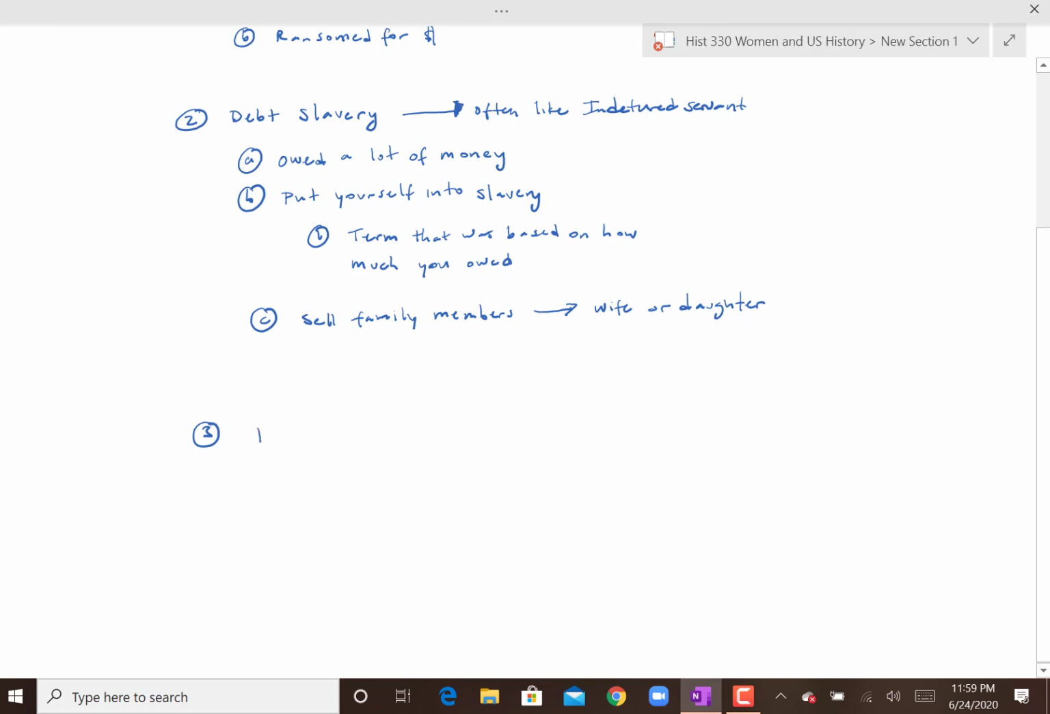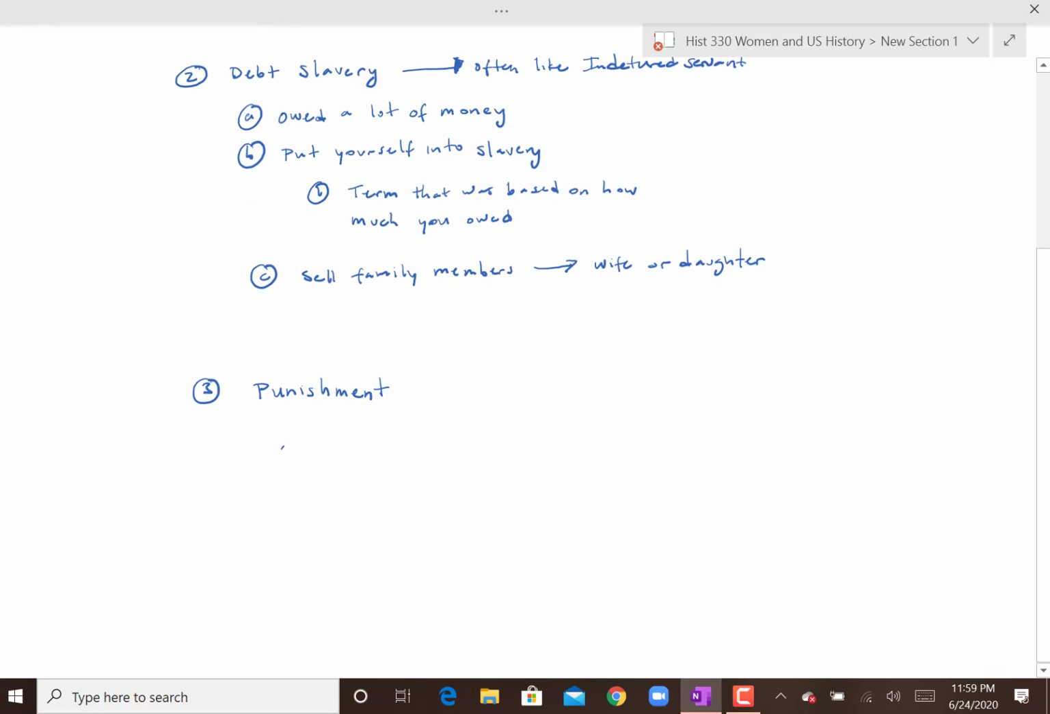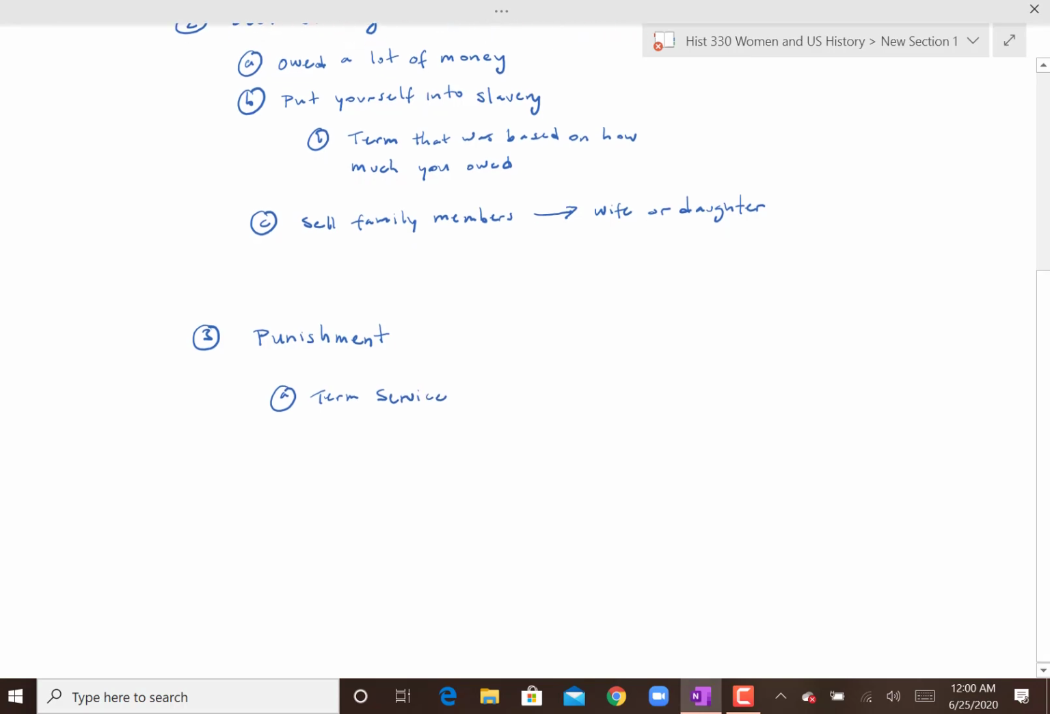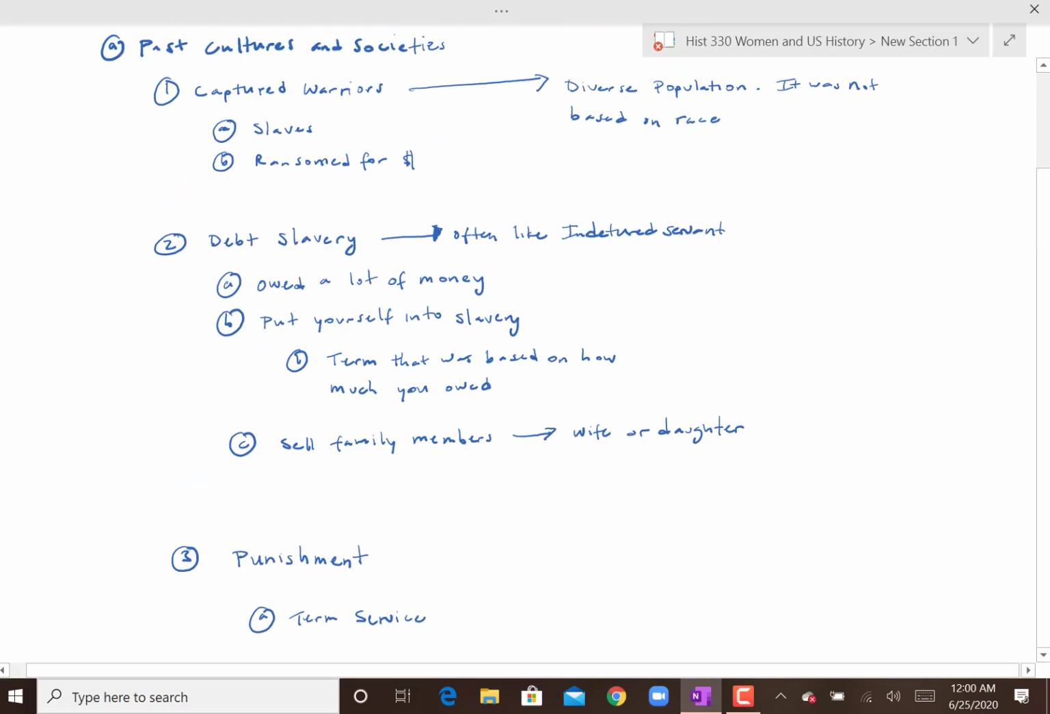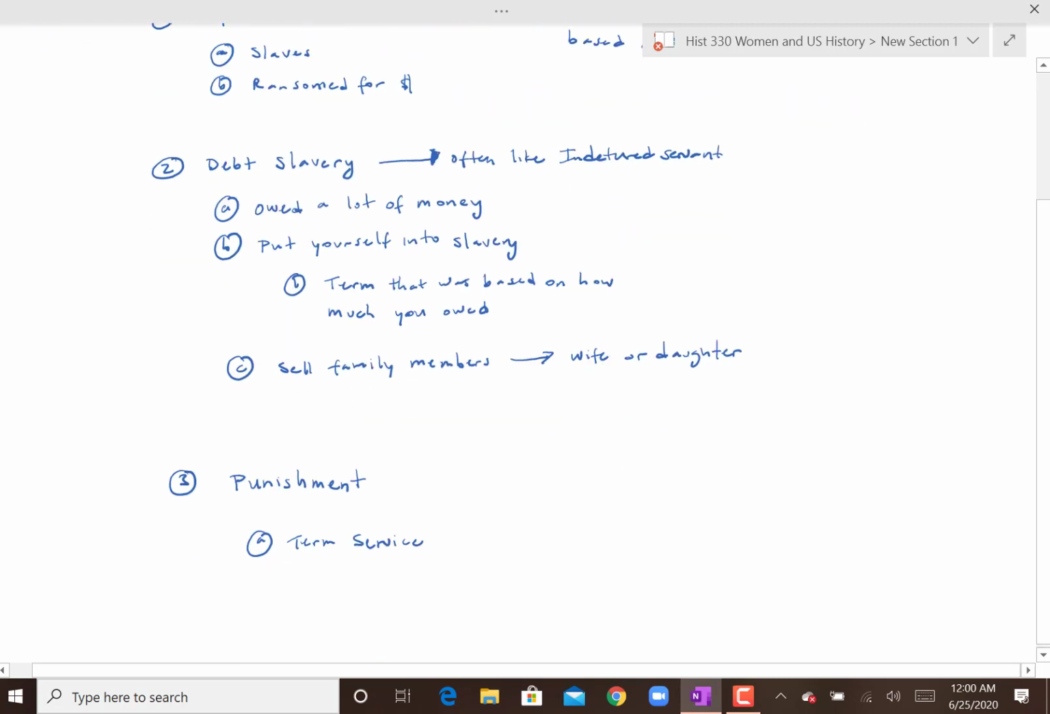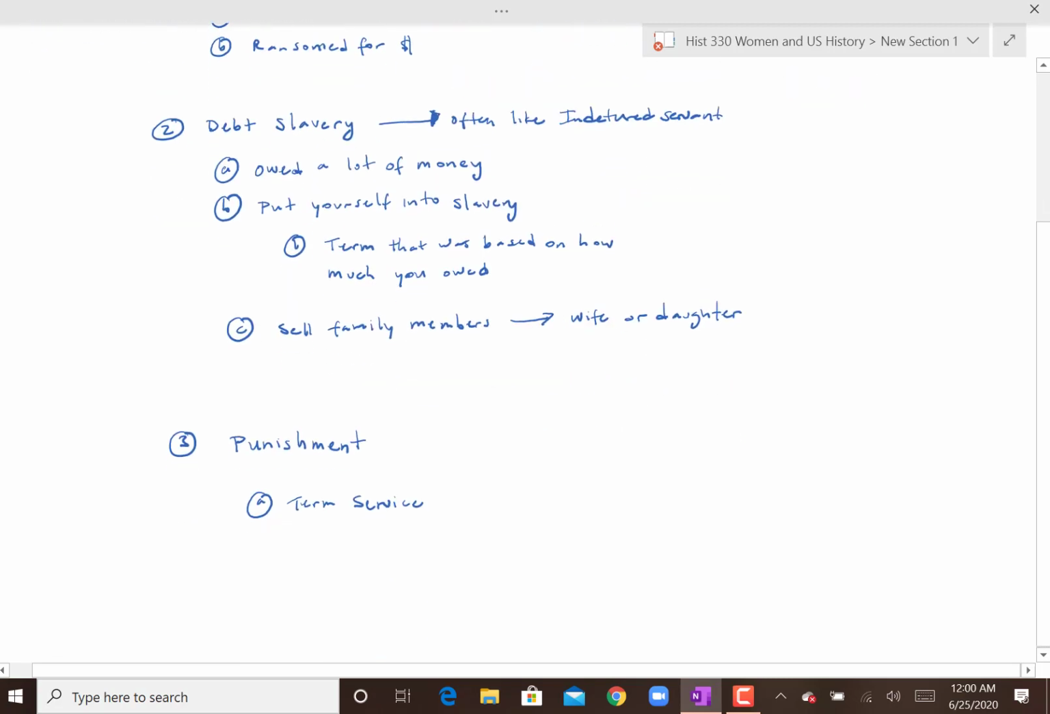The next was punishment. This was less common, but it did happen. And these were almost always a term of service as well. So these tend to be like indentured servitude in that regard also. And so those are the three main types. There are other smaller ones, but those are the main reasons, I suppose, for why someone ended up as a slave.